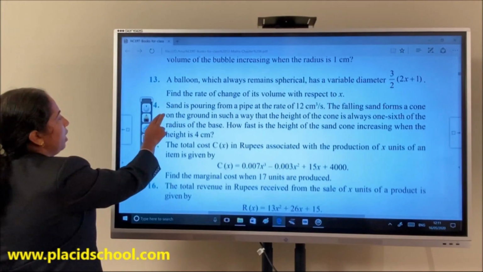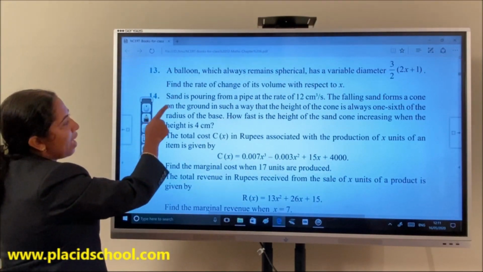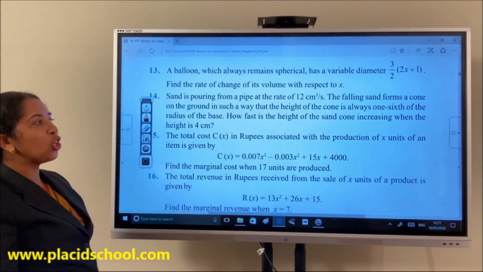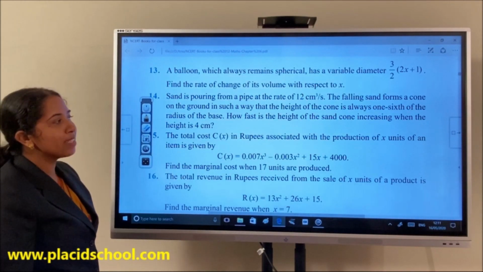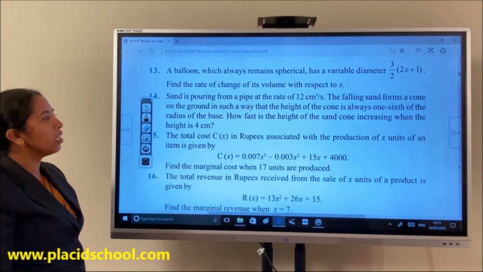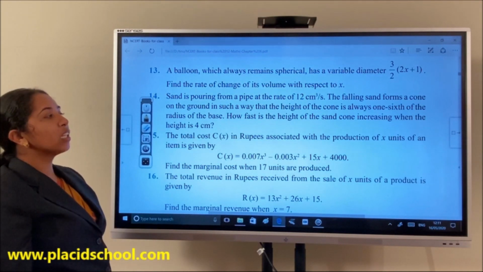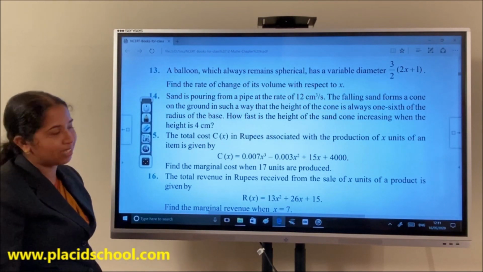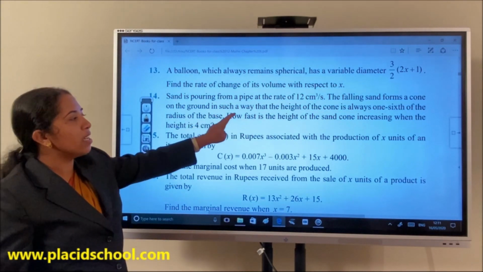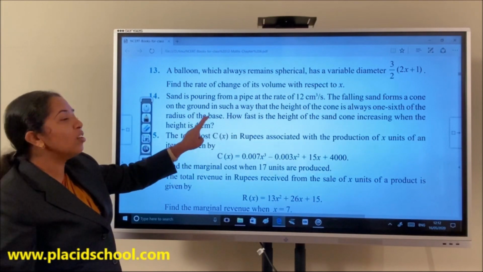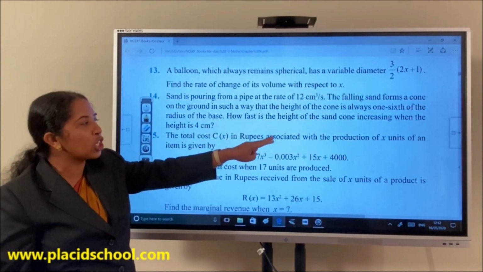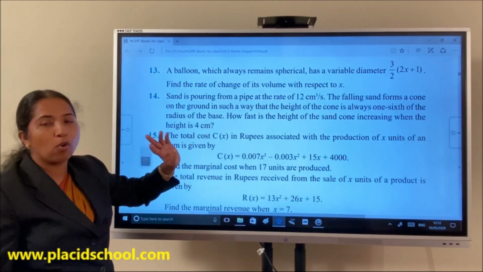Question number 14. Sand is pouring from a pipe at the rate of 12 centimeter cube per second. The falling sand forms a cone on the ground in such a way that the height of the cone is always 1/6 of the radius of the base. That means height is always 1/6 of the radius of the base. How fast is the height of the sand cone increasing when the height is 4 centimeter?